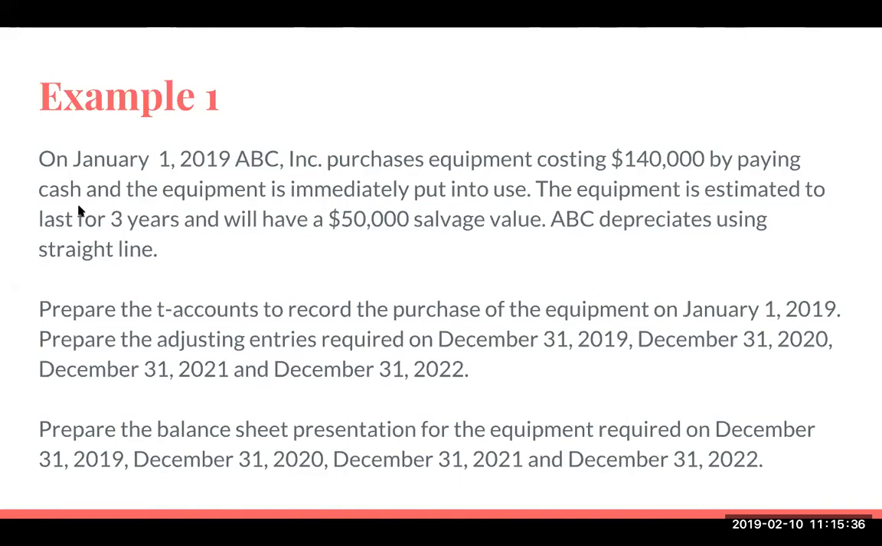So on January 1st, 2019, I purchased equipment costing $140,000 by paying cash, and the equipment is immediately put into use. The equipment is estimated to last for 3 years and will have a $50,000 salvage value. We depreciate using straight line. And what we want to do here is prepare the T accounts to record the purchase on January 1st, prepare the adjusting entries required on December 31st, 2019, 2020, and 2021, and then the balance sheet presentation for equipment.